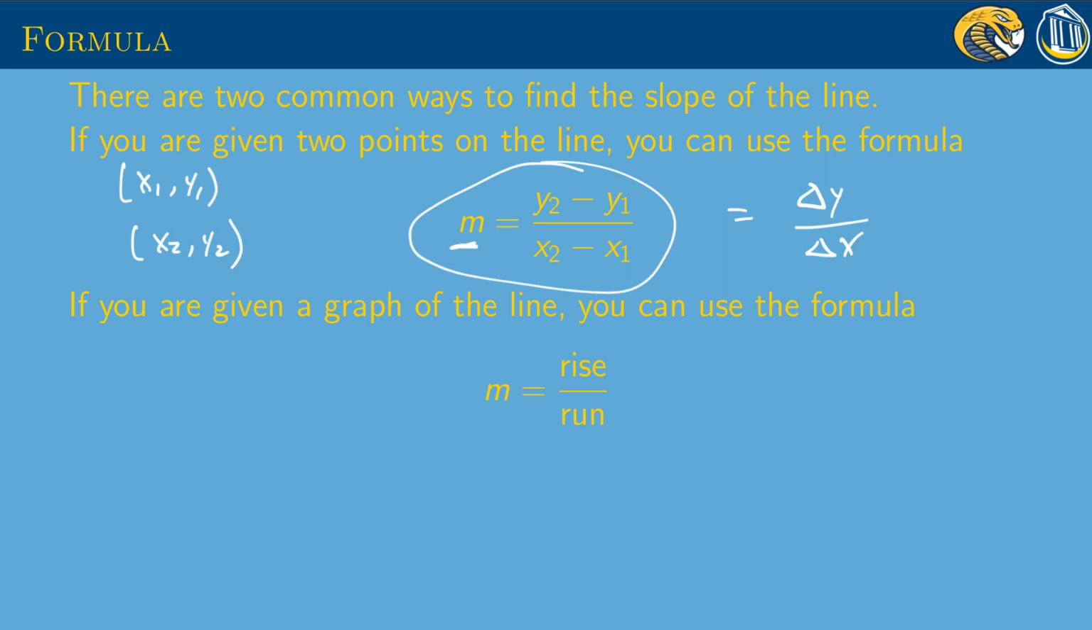And that's what gives us the mnemonic rise over run. How much the line is rising, or how much the y coordinate is changing, divided by how far it runs, how much the x coordinate is changing over that same period.